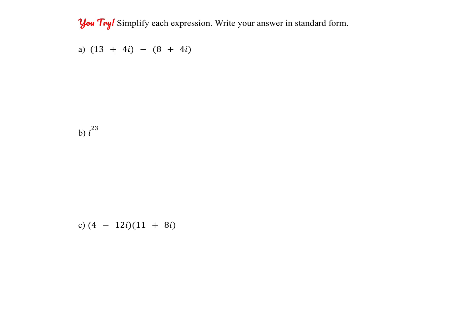All right, so now I have a couple different types of examples for you to try on your own, so please pause video and hit play when you're ready to check.